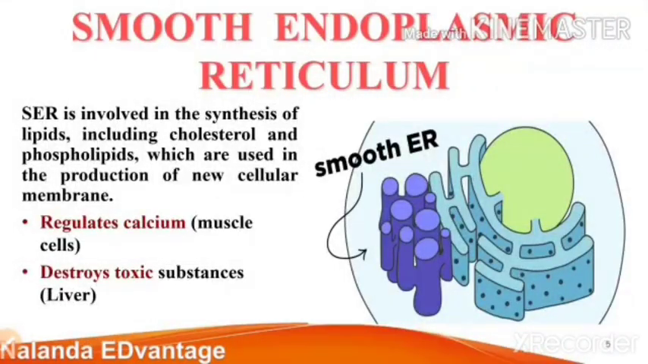Now let's learn about smooth endoplasmic reticulum. The term smooth means it is devoid of any ribosomes attached to it. Basically, it's a smooth layer without any ribosomes attached to it. SER is involved in the synthesis of lipids, which includes cholesterol and phospholipids, which are used in the production of a new cellular membrane. It also regulates calcium in the muscle cells as well as it destroys toxic substances within the liver.